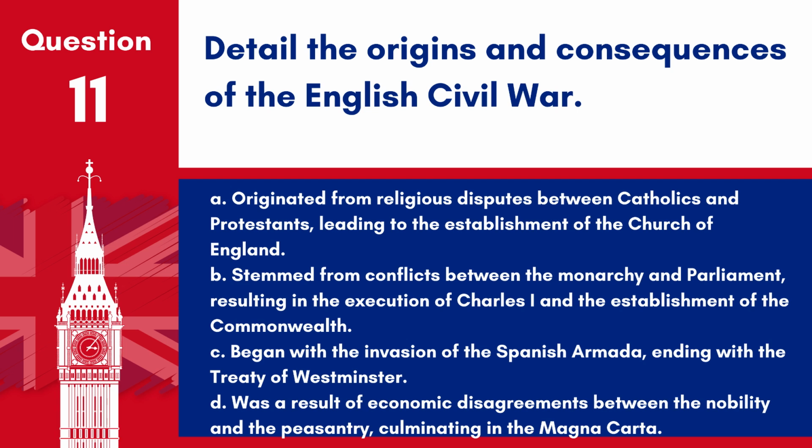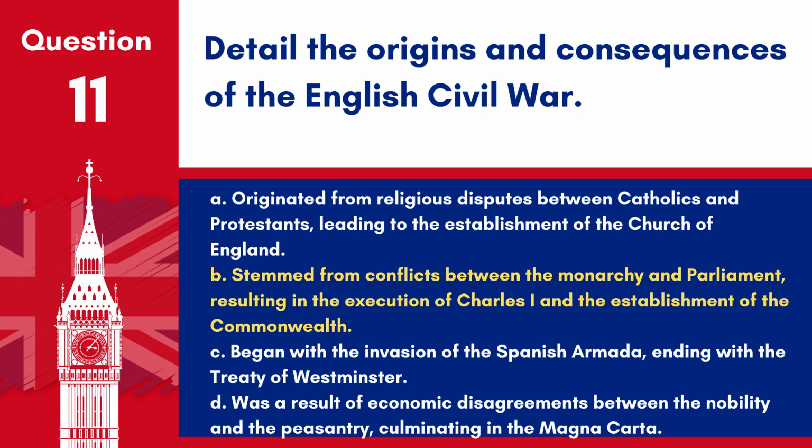Question 11. Detail the origins and consequences of the English Civil War. A. Originated from religious disputes between Catholics and Protestants, leading to the establishment of the Church of England. B. Stemmed from conflicts between the monarchy and Parliament, resulting in the execution of Charles I and the establishment of the Commonwealth. C. Began with the invasion of the Spanish Armada, ending with the Treaty of Westminster. D. Was a result of economic disagreements between the nobility and the peasantry, culminating in the Magna Carta.